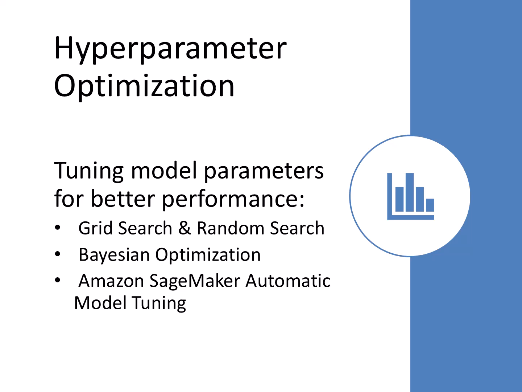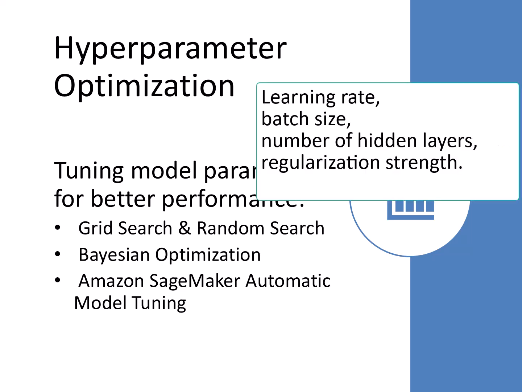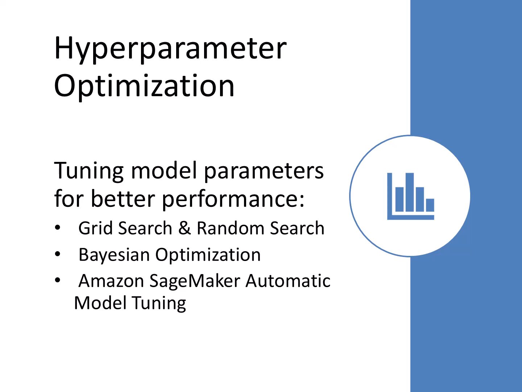There are several approaches to hyperparameter optimization. We can do grid search, which systematically works through all possible combinations of predefined hyperparameter values. It's thorough but can be computationally expensive. Random search randomly samples from the hyperparameter space and often finds good solutions more efficiently than grid search, especially when only a few hyperparameters significantly impact performance. Bayesian optimization takes a more intelligent approach by using past evaluations to inform which parameter combinations to try next. It's particularly useful when evaluations are expensive.